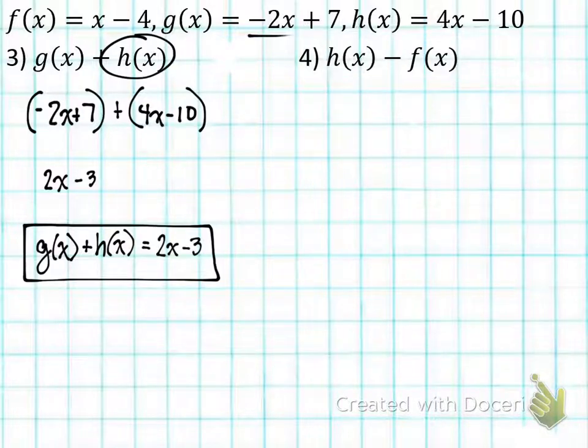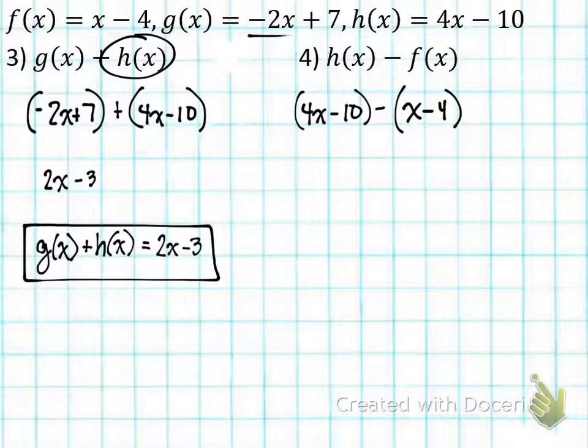Hint, hint. Okay, number 4. Let's have you do this one by yourself, okay? H of x minus f of x. So I'll help you set up the problem. H of x is 4x minus 10, minus, and then we have x minus 4. Good. All in its own parenthesis. I'll give you about a minute to finish that.